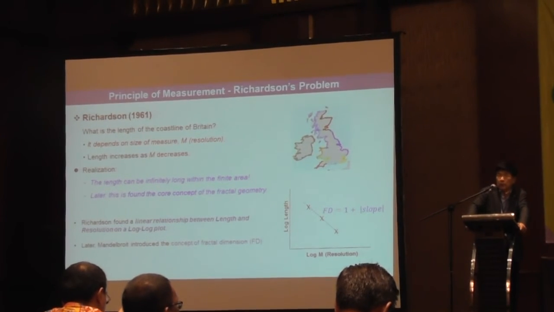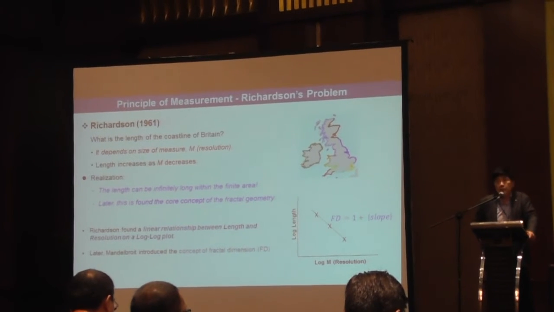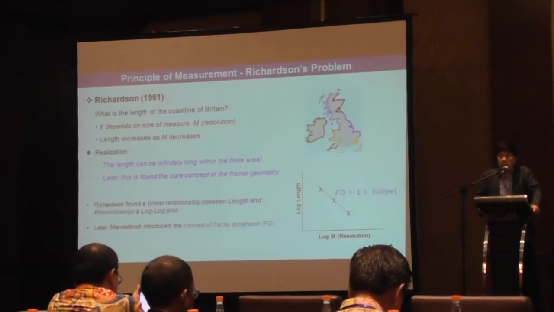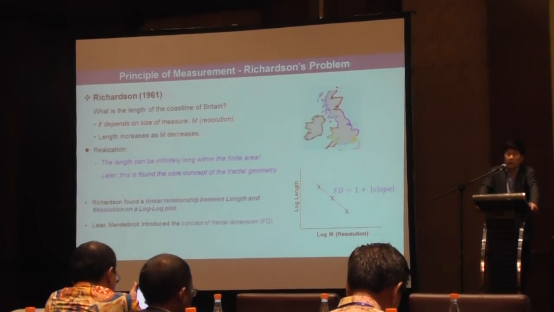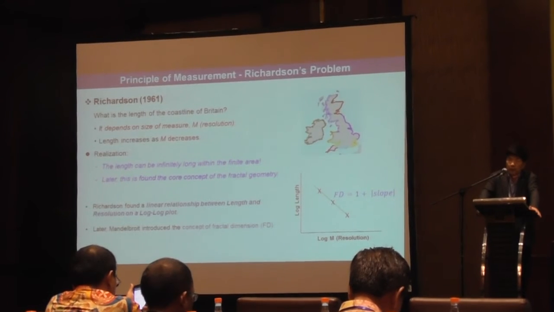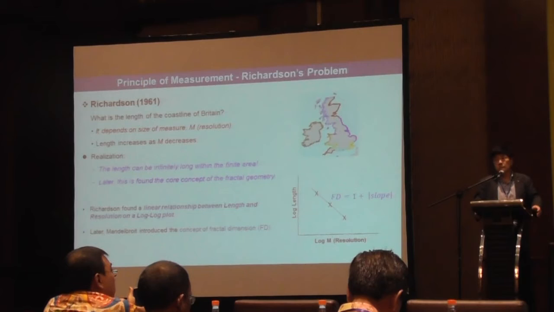Next. There is one classical example, a principle we call the Richardson problem. That is, what's the length of the coastal line of Britain? The answer depends on what ruler size the measure is. If you use a finer ruler, you get a larger length. And it's strange, because the coastal length cannot depend on its measuring size. That's the Richardson problem.